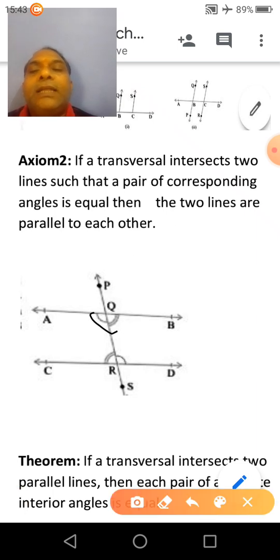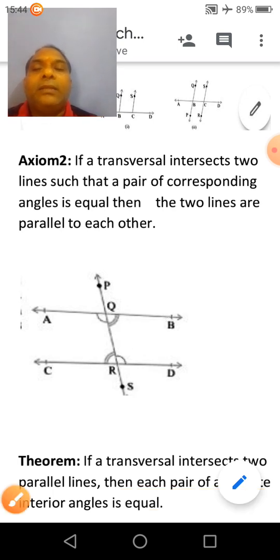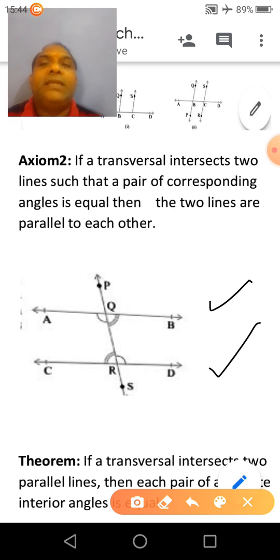This angle is equal to this one, this angle is equal to this one, means a pair of corresponding angles are equal, then line AB will be parallel to line CD. Clear?